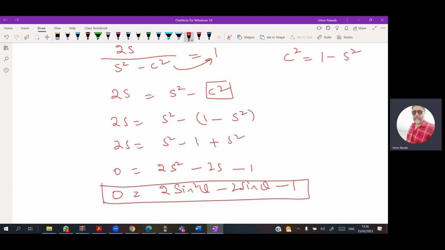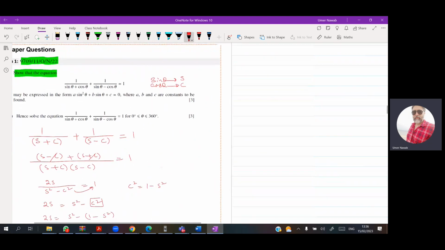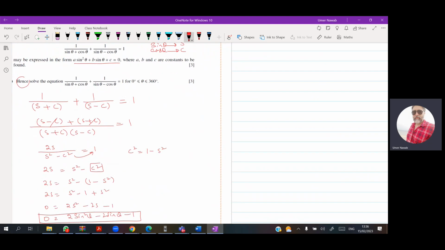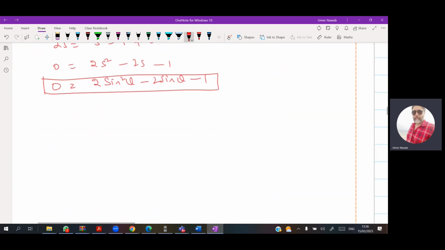Is this the result I wanted to make? Yes, the examiner said you have to get the quadratic equation. And then he uses the word hence. Hence means we need to use this previous quadratic equation and try to get all the possible answers from 0 to 360.